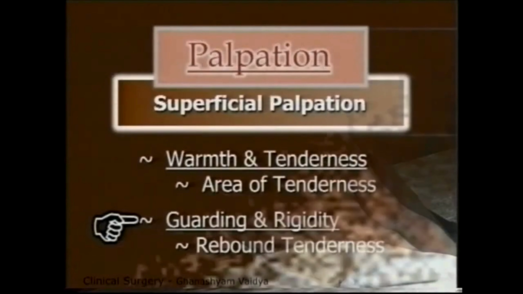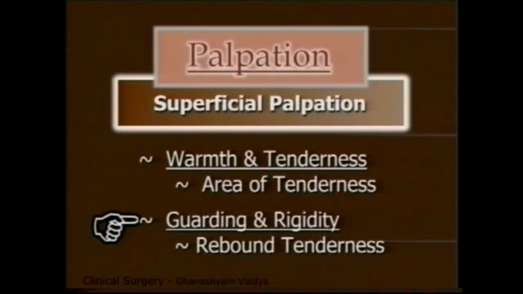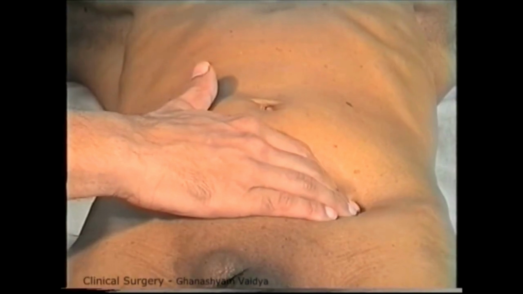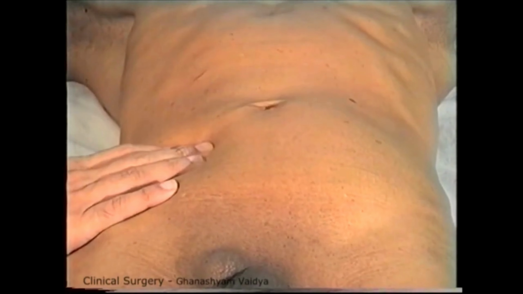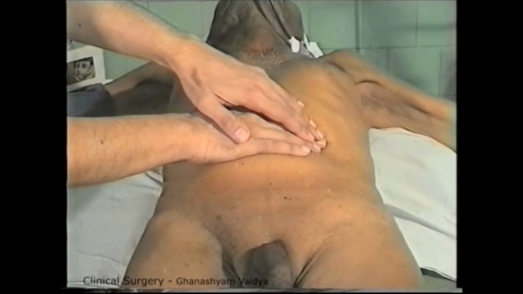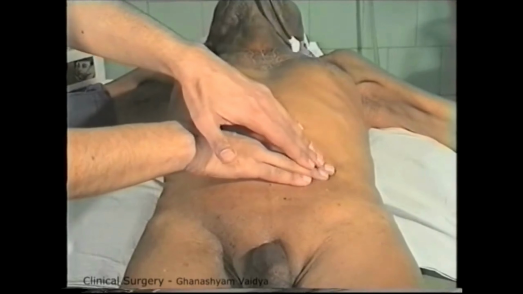Then note the presence of guarding and rigidity. If, as you press over the abdomen, the wall muscles contract and the wall becomes firm and non-elastic, the reflex phenomenon is termed as guarding. Note the soft abdomen on the left side and the reflex muscle contractions or guarding on the right side. If the muscles are in a state of sustained contraction, even when you are not palpating, it is termed as rigidity. Note the board-like rigidity all over the abdomen in this patient with acute peritonitis.